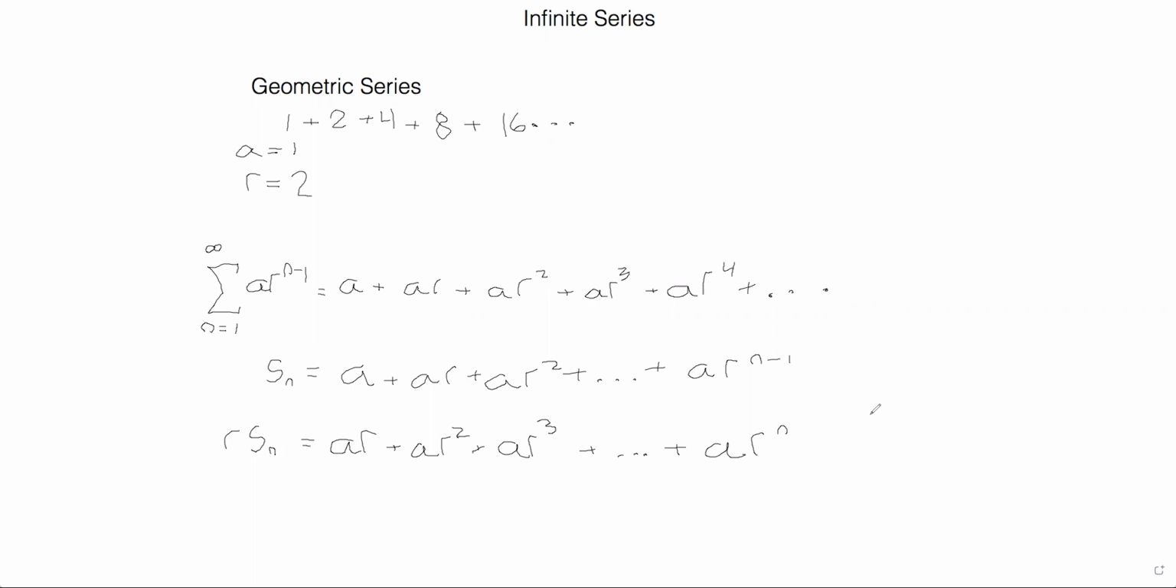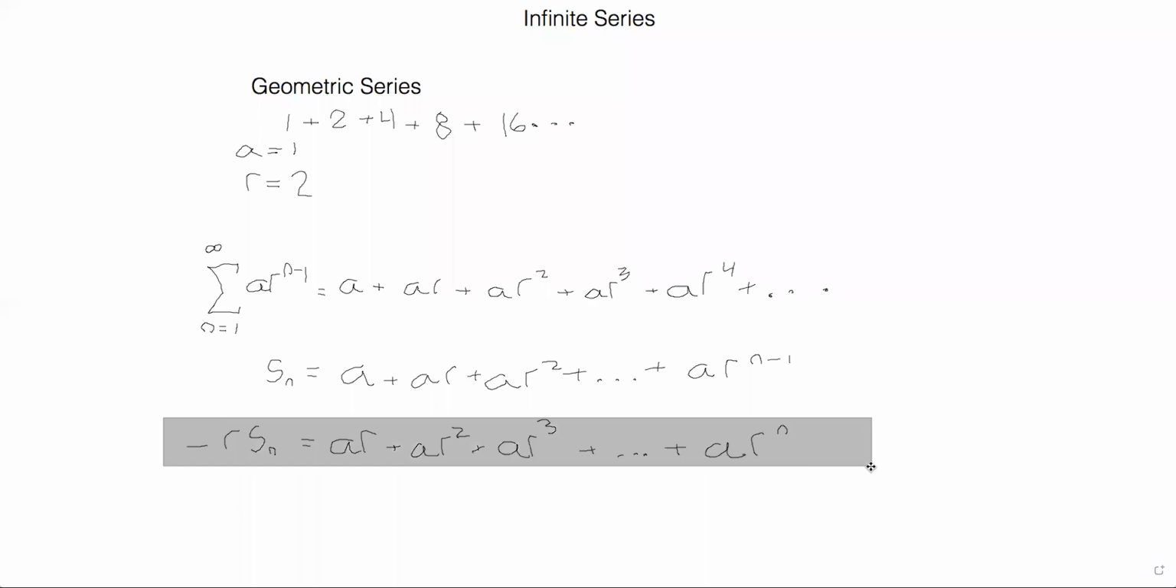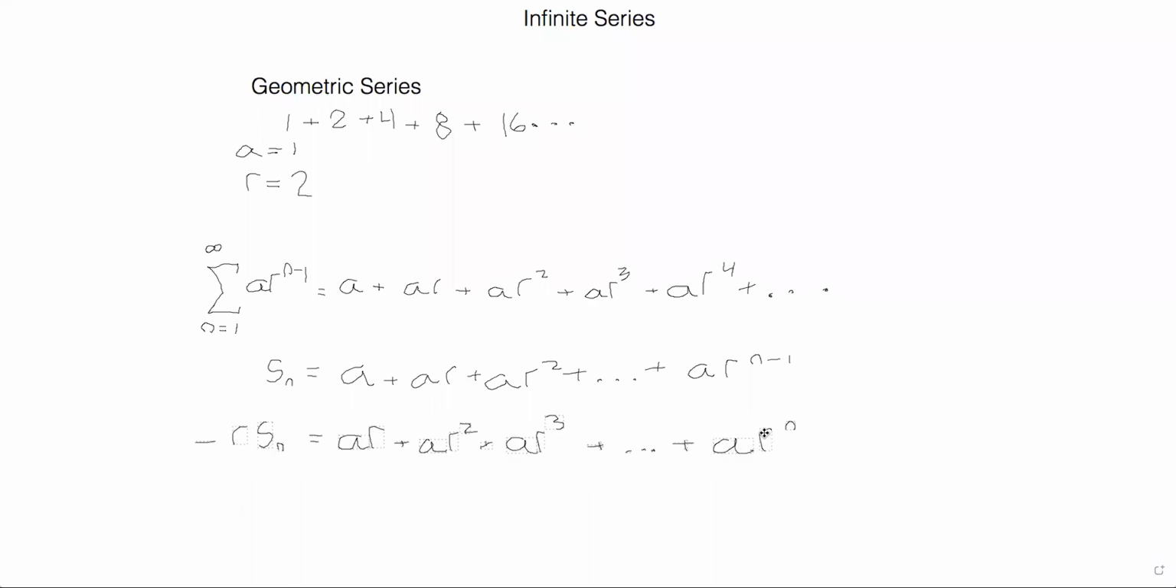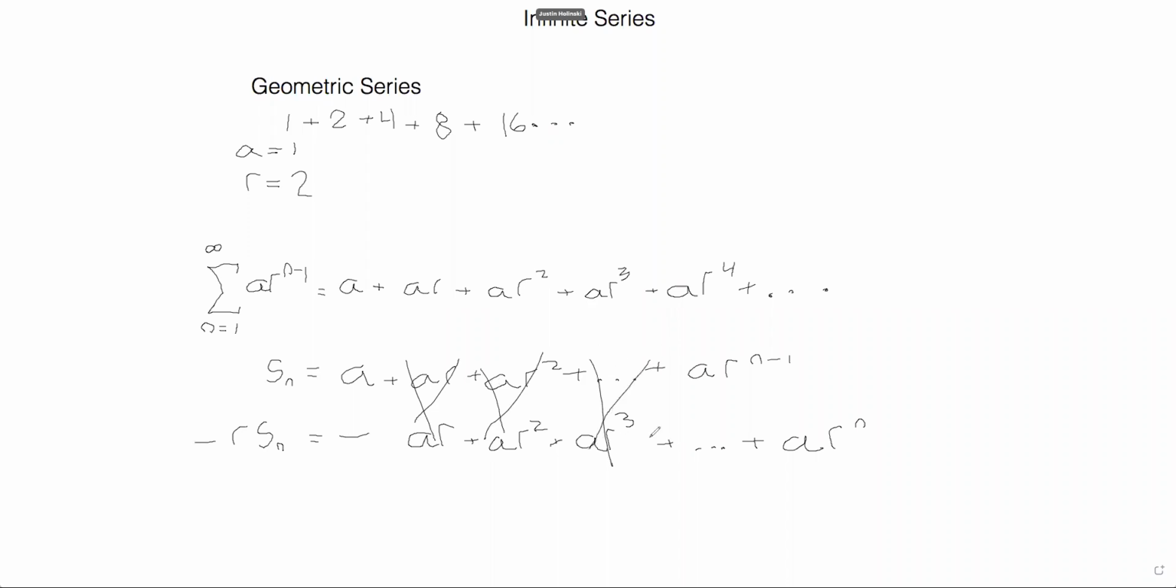If we were to do S of n minus R S of n, we would get something that looks kind of like this. Instead of having it lined up like this, I'm going to move everything over one space. The reason we want to do that is because now we can clearly see that a lot of these things just end up canceling each other out. And then what do we have left over? We no longer have this A times R to the n minus 1 power. The only things we have left are this A and this minus A R to the n power.